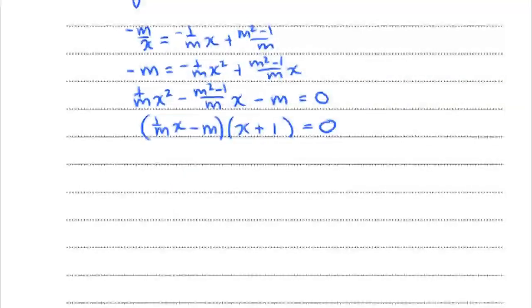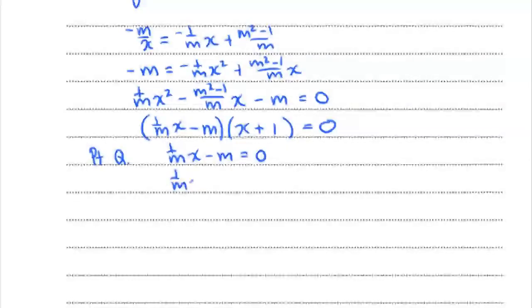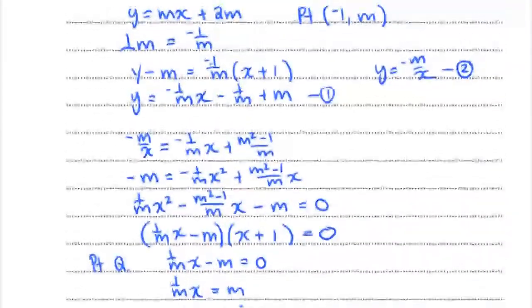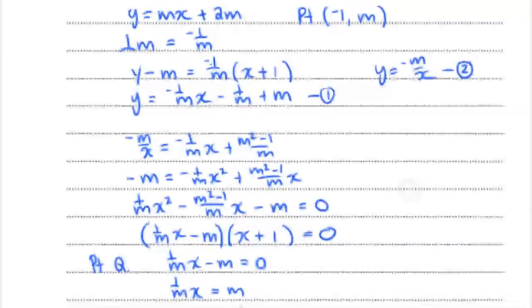Right, so the point Q has to be the other bracket, and so we know that the brackets equal 0, so 1 on mx minus m equals 0, or 1 on mx equals m, and x is equal to m squared. Okay, how do we find the y out? Well, we want to put it into either the line or the equation. The line is complicated. Let's put it into the curve.